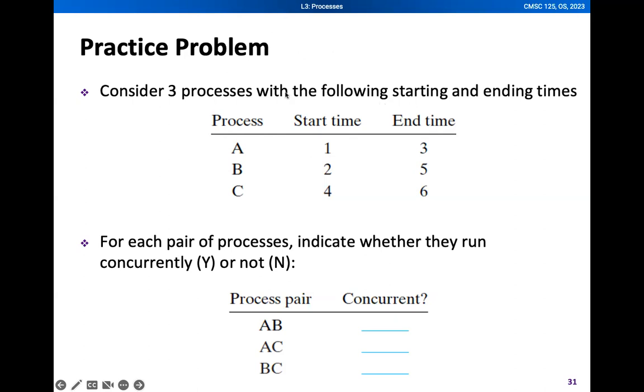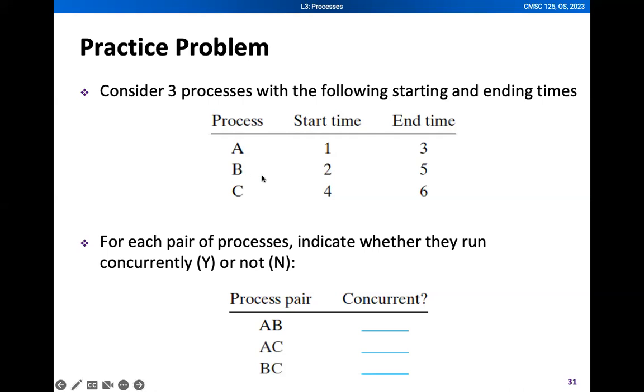So you can type in the chat box your answers. Consider that we have 3 processes with the following starting and ending times. We have a process A, B, and C. The start time and end time of A is from time period 1 to 3, or we can also call it a time slice.